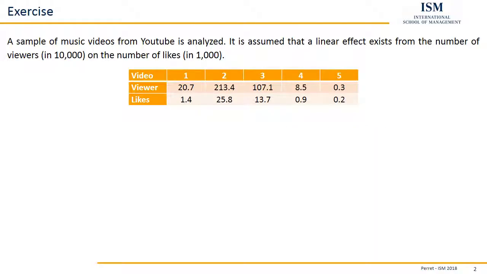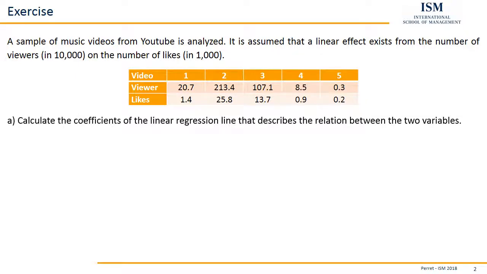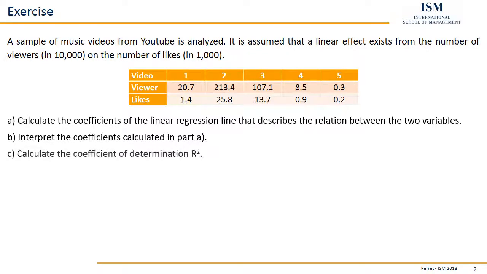Let's take a look at the exercise. A sample of music videos from YouTube is analyzed. It is assumed that a linear effect exists from the number of viewers in 10,000 on the number of likes in 1,000. A. Calculate the coefficients of the linear regression line that describes the relation between the two variables. B. Interpret the coefficients calculated in part A. C. Calculate the coefficient of determination R squared.